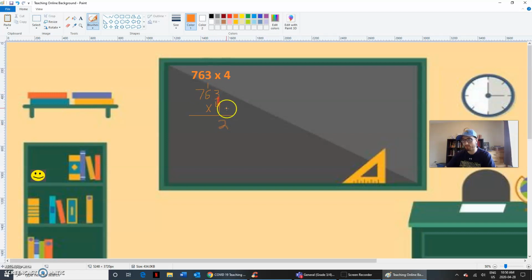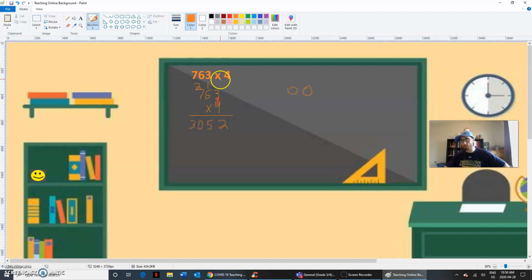Now 4 times 6 is, and if we're not sure, remember we use our array strategy like we practiced last time, but I already know that 4 times 6 is 24. And I'm not going to write 24 because I have to remember to add the 1 that we carried over. So 24 plus 1 is 25. So I'm going to keep the 5 at the bottom, carry over the 2. And finally, 4 times 7 is 28, plus 2 is 30.